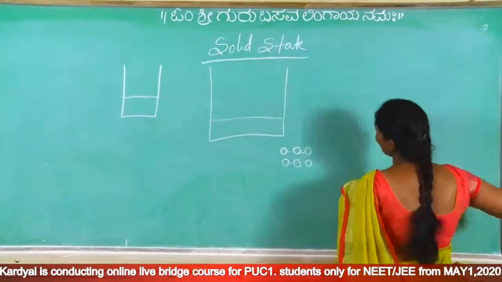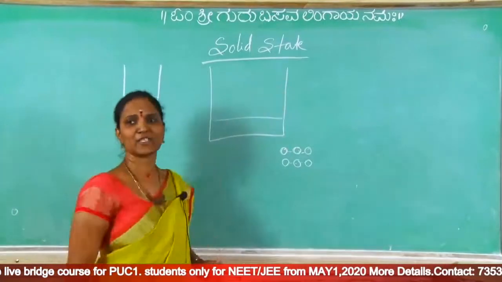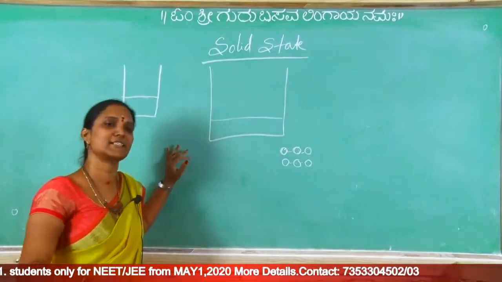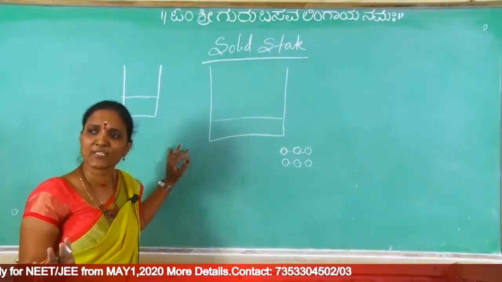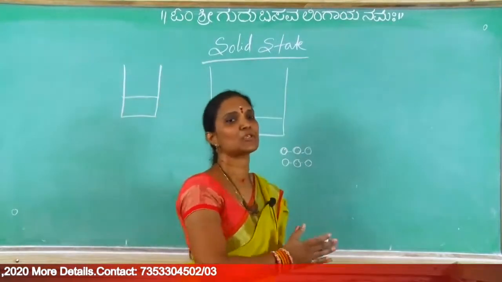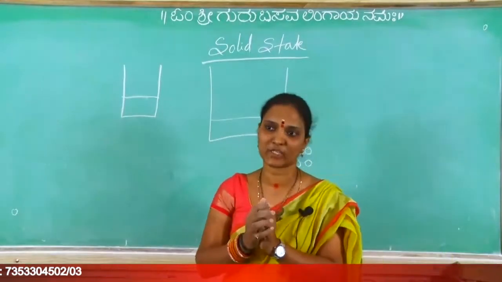One particle is here, another particle is here. So distance is more, interactions are less. If interactions are negligible, then that state is a gaseous state. Less interactions are there, that is a liquid state. Strong interactions are there, then it is a solid state. So in solid state, strong intermolecular interactions are present.